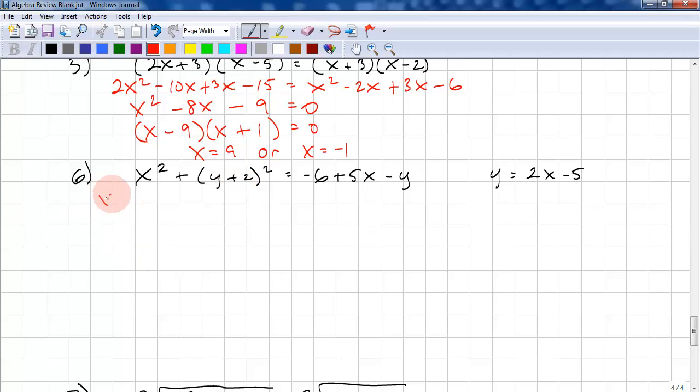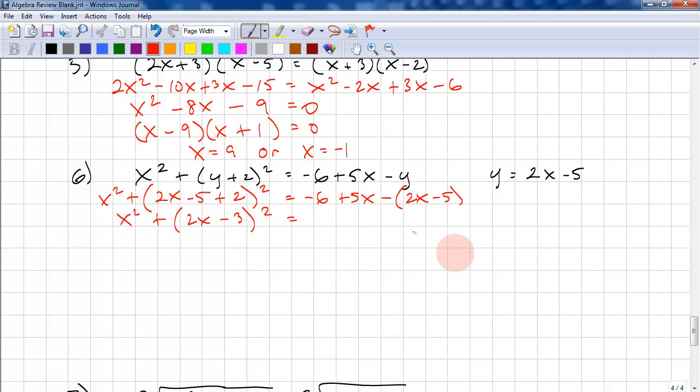Okay, we have x squared plus bracket 2x minus 5. And we don't really need the brackets here because it's positive. Plus 2 squared equals negative 6 plus 5x minus. This time we do need brackets, 2x minus 5 and bracket. Simplify. x squared plus 2x minus 5 plus 2 is minus 3, squared, equals 5x minus 2x is 3x. And negative 6 plus 5, there's 2 negative signs, is minus 1.